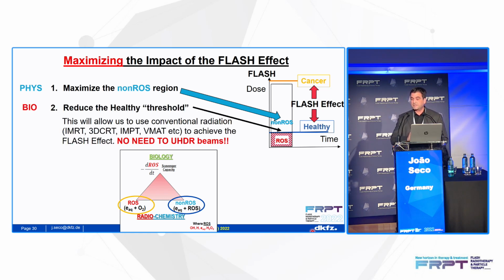But there is also the biology part. Could we maybe potentially lower this threshold? Imagine that we could lower this threshold to a point that we don't even need ultra-high dose rate. We could do everything with IMRT, 3D conformal, VMAT, you name it. Imagine that we could lower the threshold and we don't have to worry about which type of ultra-high dose rate we need. That would be amazing. This requires, of course, some biological modulation of this threshold.